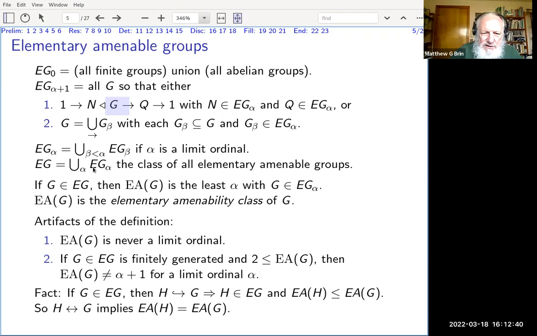Anyway, the EA class is a bi-embeddability invariant. If you have a group embedding in another group, if the larger group is elementary amenable, so will the smaller group, and its EA class will be no bigger. So things in the same bi-embeddability class have the same EA class. Okay.